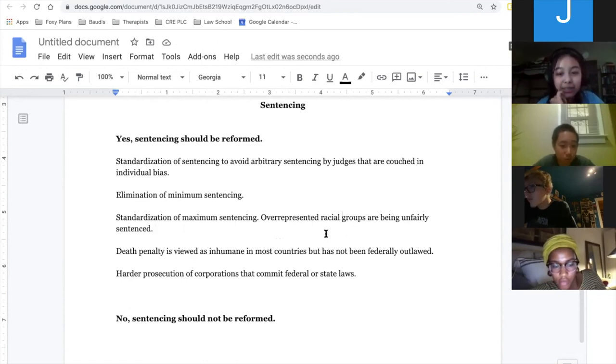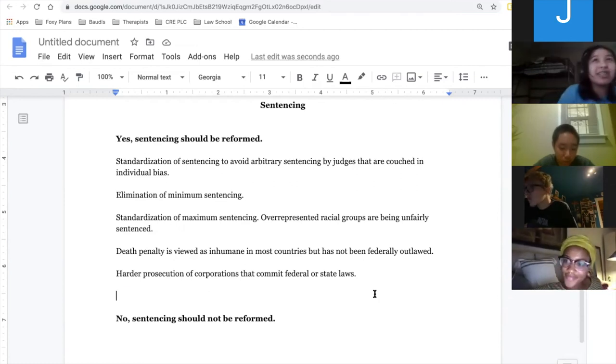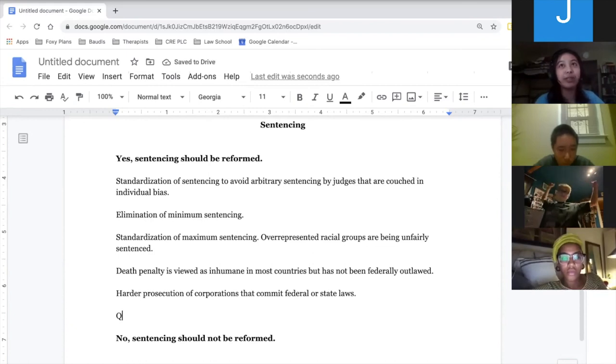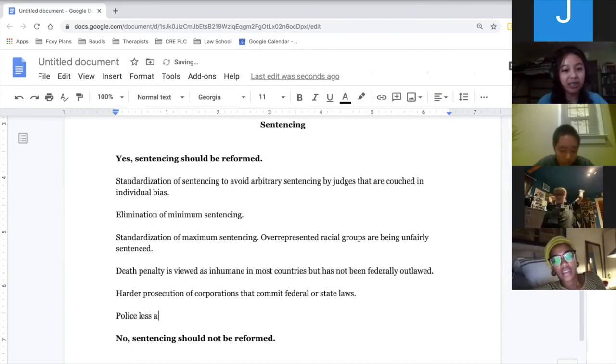Another one to add is qualified immunity, and that even for some police, it's overly specific and tends to not actually. Say that again. Qualified immunity should be reformed for police to have less of it. So police should have less access to qualified immunity?